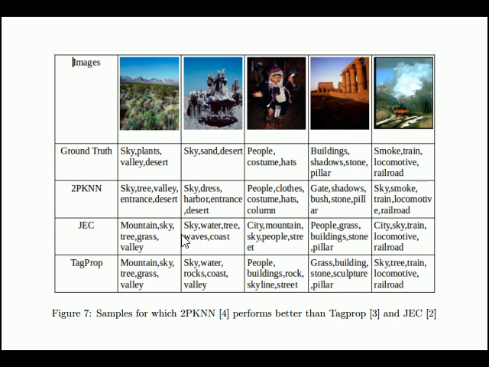Similar to the above cases, in this image we are showing the images for which 2pKNN is performing better than TagProp and JEC. Let's take the example of the fifth image. In this image, the ground truth annotations contain smoke, train, locomotive, and railroad. 2pKNN is predicting all four labels correctly, plus it is predicting the weakly labeled label sky, which is present in the image, but due to human error was not annotated in the ground truth.